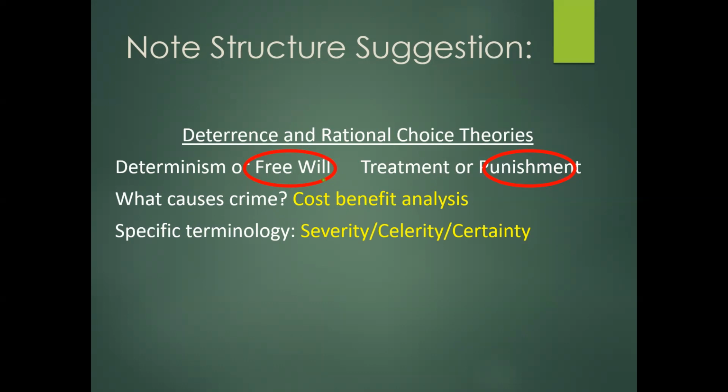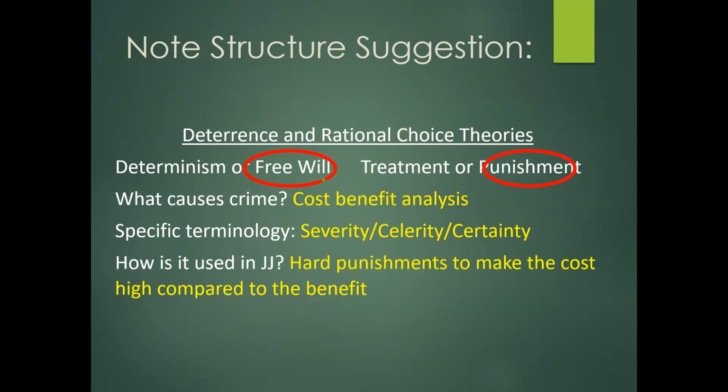So what terminology must you know? Severity, celerity, certainty, general deterrence, specific deterrence. That's what you need to understand with this. Those are probably the big terms. So how is it used in juvenile justice? We put hard punishments so that we can make the cost of the crime high compared to the benefit. Is it effective? Nope. Not as it is.